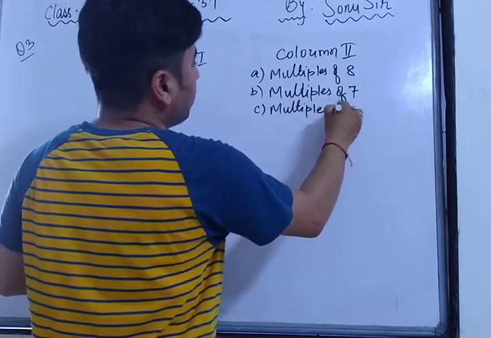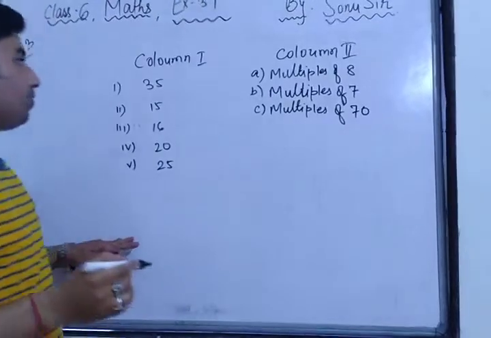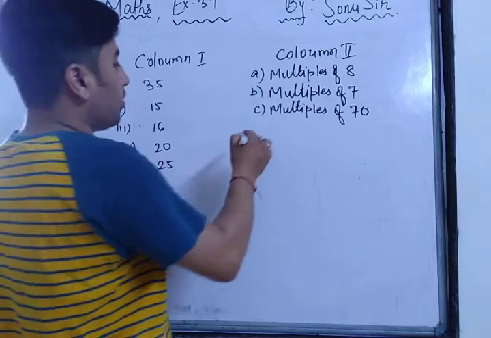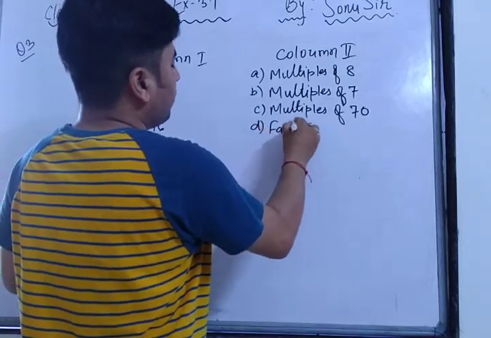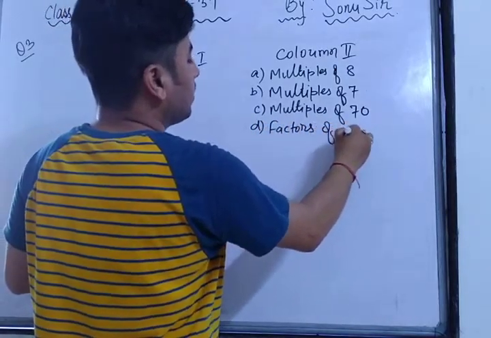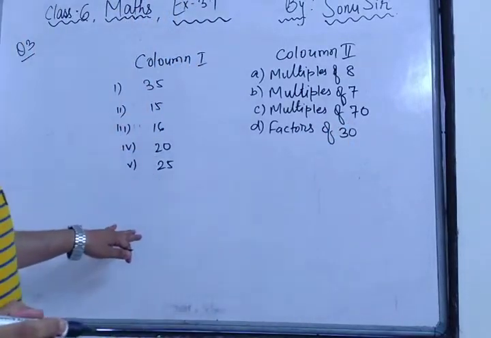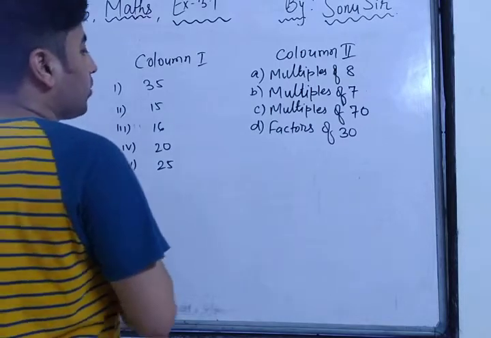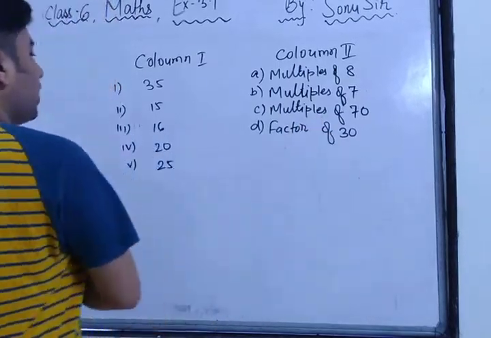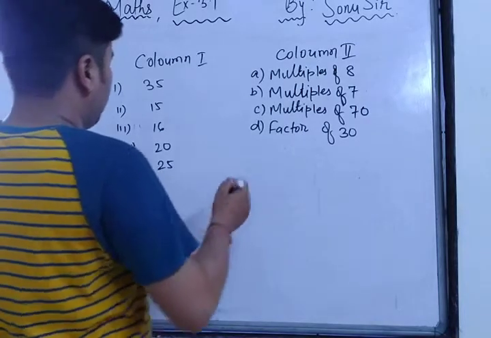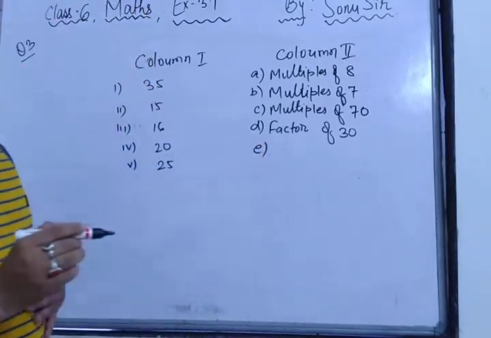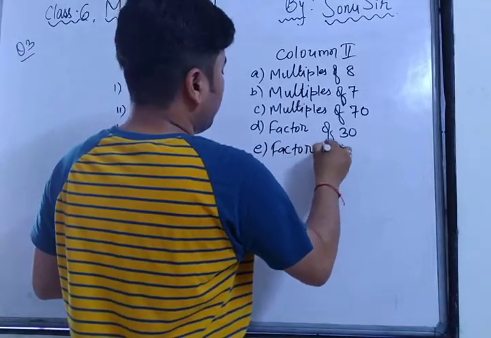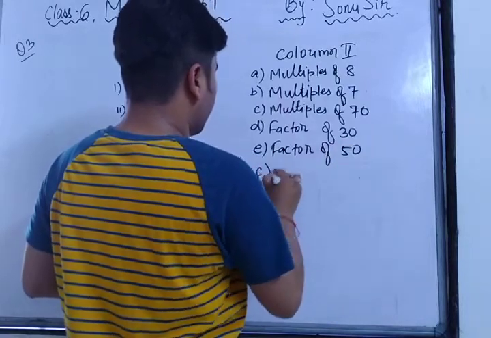Multiples of 70. Okay, so factor of 30, factor of 50, factor of 20. Factors of 30, right? Factor of 30 or factors? Here only one number is there, so factor will come. Fifth is factor of 50 and factor of 20.